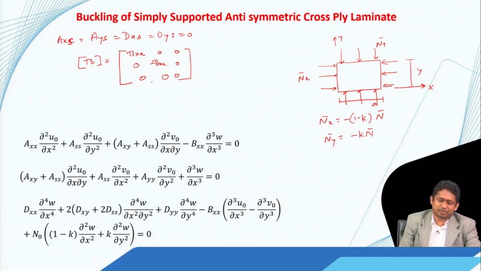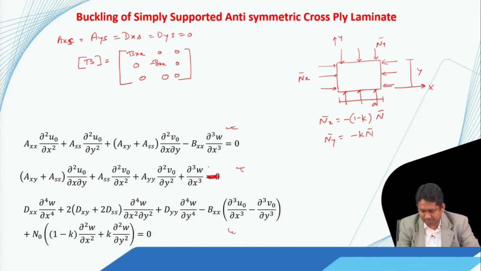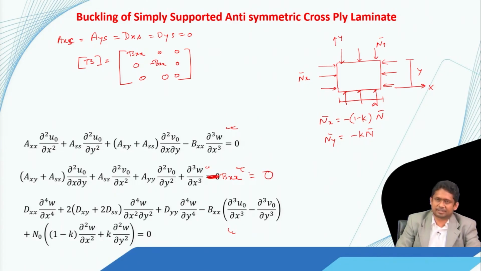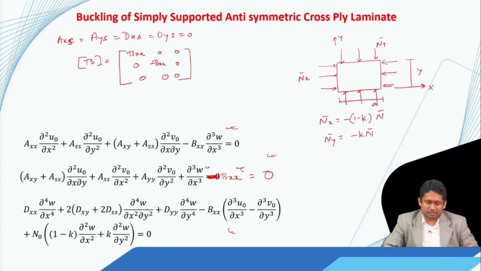So with that, again if we put them in the differential equations, we get these three differential equations. Just a correction here, this term has to be multiplied with minus of BYY, and minus of BYY is BXX. So this is the correct version of this equation. So these are the three differential equations that we get, and again we will follow the same approach.